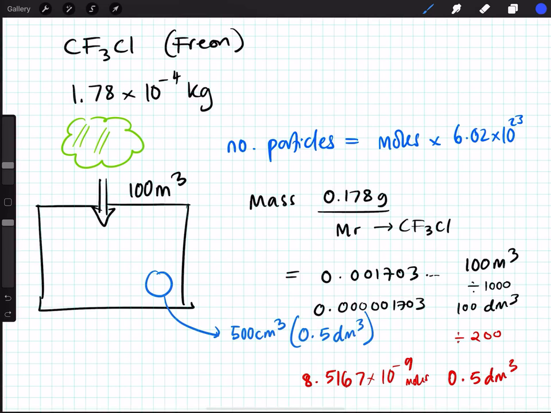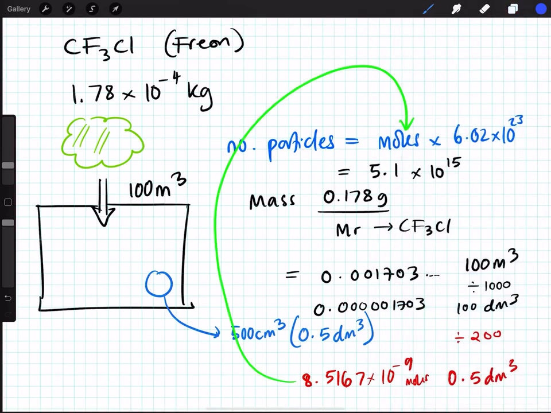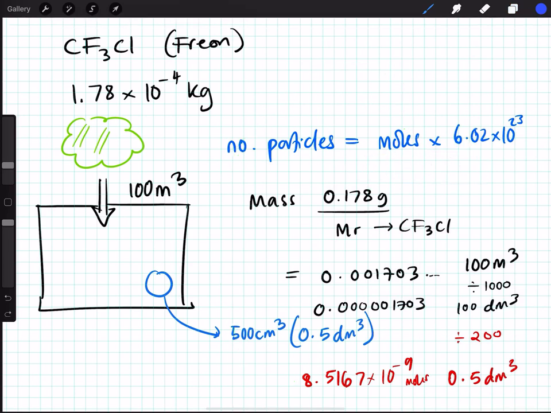But they don't want us to tell how many moles we have. They want us to say how many particles there are. So to find particles, we're going to do moles times Avogadro's constant. Okay, so once you've got that, just plug that number into here, times it by Avogadro's constant, and you should get this number of particles in 0.5 dm cubed.